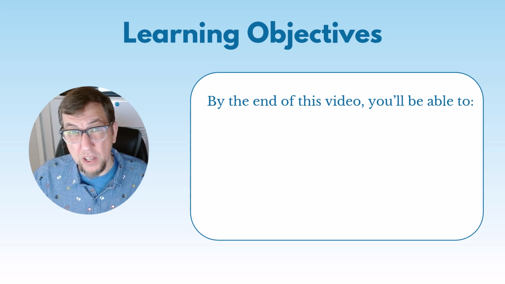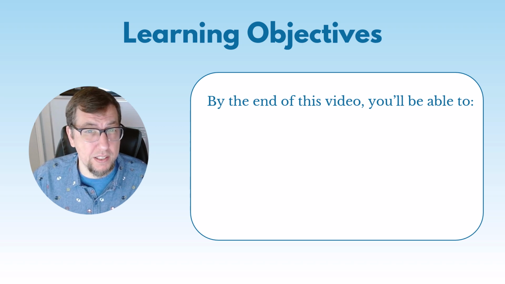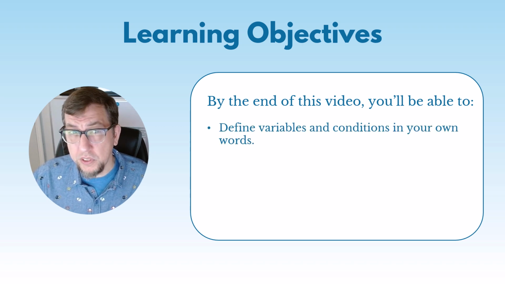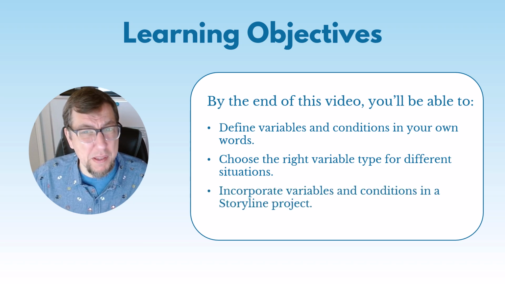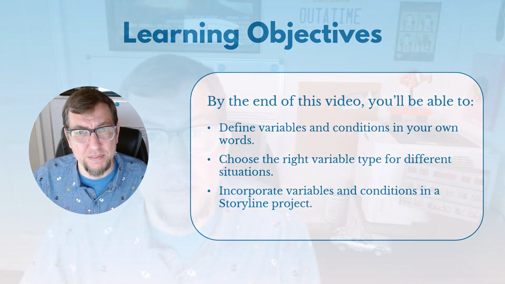In this first video, we'll cover three key objectives. First, we'll define variables and conditions. Then, we'll explore the different types of variables you can use. And finally, I'll walk you through how to implement these concepts into your Articulate Storyline projects.